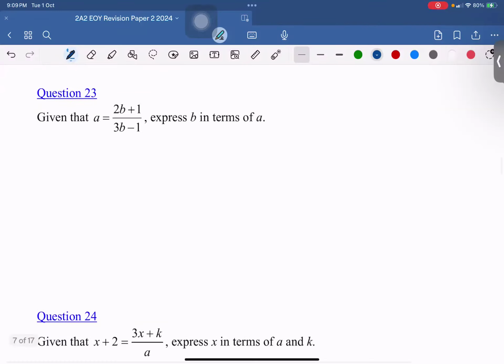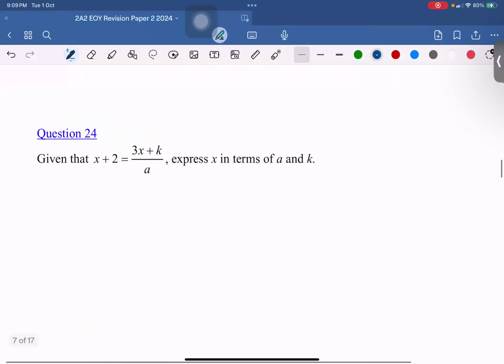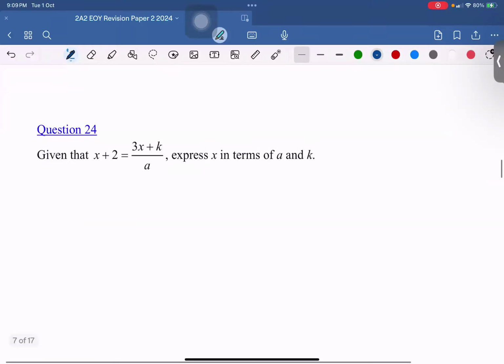Which one looks more difficult? You want 24? Okay, we can do 24. Actually, both look the same. Both of them are the same skill, not much difference. So I'll do 24, it doesn't matter.